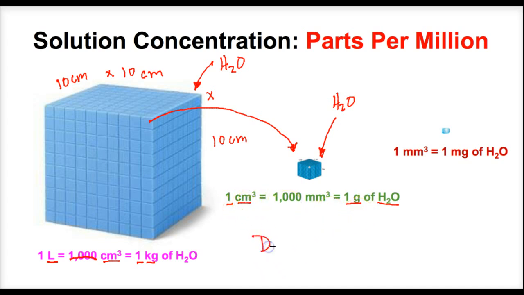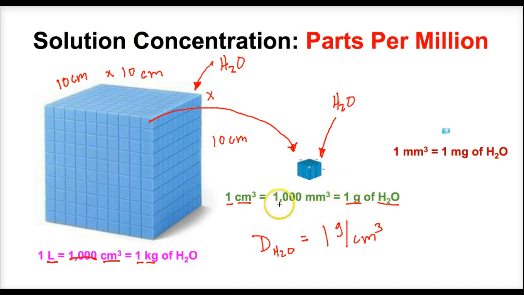That's the density of water. The density of water is equal to 1 gram per centimeter cubed. So for every 1 cubic centimeter I have, it's going to have a mass of 1 gram, and every 1 gram of water I have, it's going to take up 1 cubic centimeter of space. So that's an important relationship to understand.